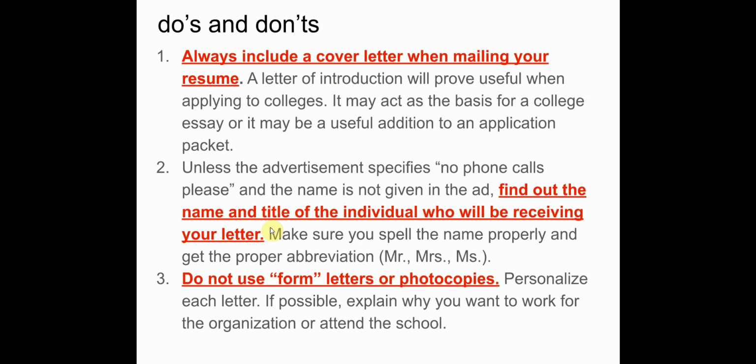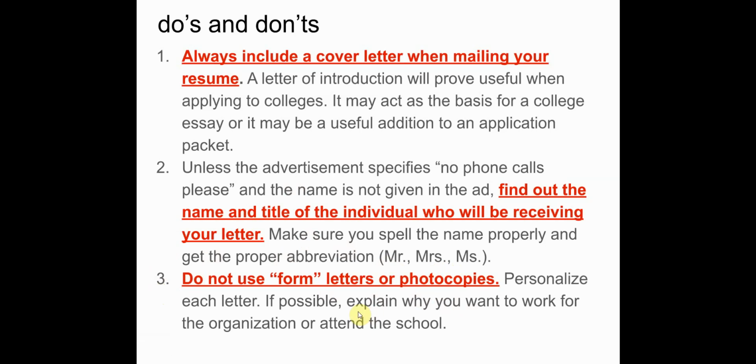Number two, find out the individual's name and their title when you make this letter. You can either make a phone call to the company and ask who's in charge of reviewing all these resumes, or you can look on a website, but make sure you spell their name properly and put a Mr. or Mrs. or Ms. in front of it. Number three, don't use form letters. Just don't. It looks bad.